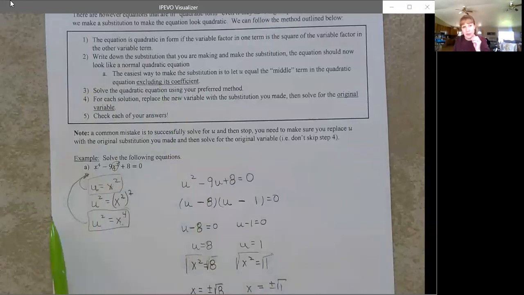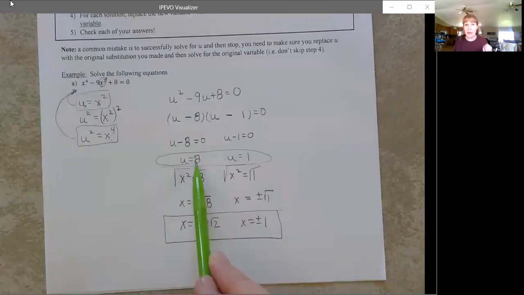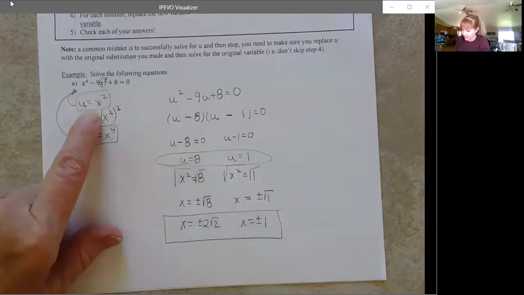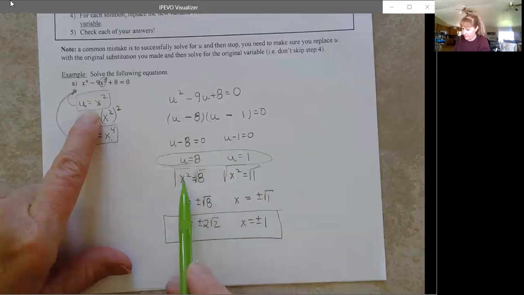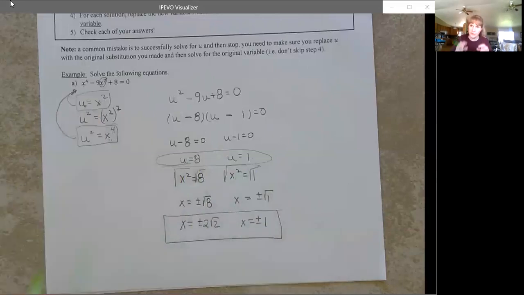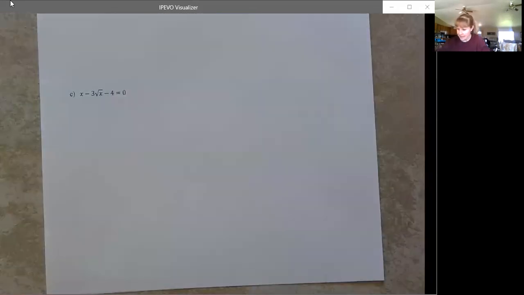Now, one of the things that you need to make sure you do is that you don't stop here, because we don't want to know what u is. We want to know what x is. So you will have to go back to your original substitution. The u is x squared equals 8. The u is x squared, and now it equals 1, and solve those individually. And you might think, wow, this seems very tedious, but there are some problems where u substitution will actually shorten the solving process. All right. Well, if I haven't confused you already, let's kind of move on and practice this.